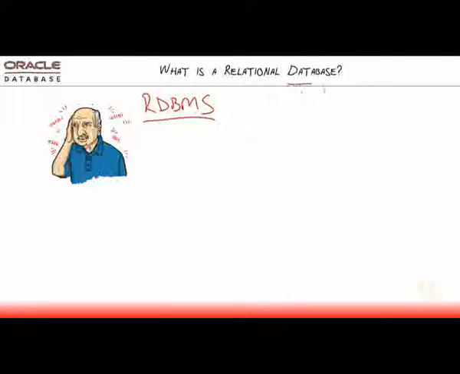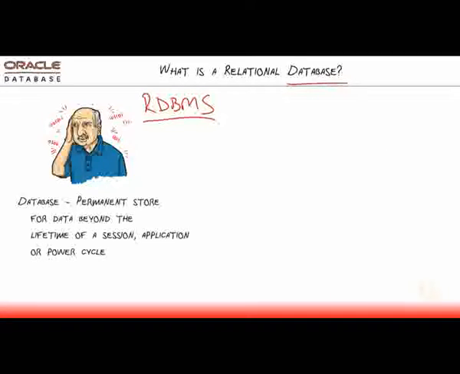We'll talk first about the database portion of the relational database phrase. A database, and you might know this already, this is a more widely used vernacular, but a database you can think of as a permanent store for data that exists beyond the lifetime of a session, application, or power cycle. So a database is a place to permanently store your data.